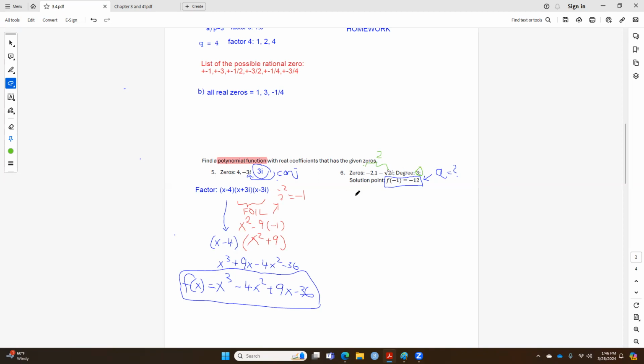So can someone tell me what the other zero is in this case? So we have -2, don't forget, comma, we got 1 minus √2i. So this is all together. How do I know it's together? Because there's no comma in between them. So can someone tell me what will be your third zero in this case? Anyone?